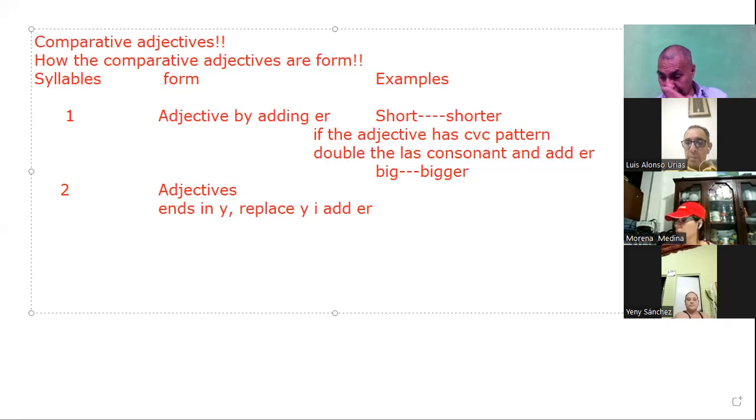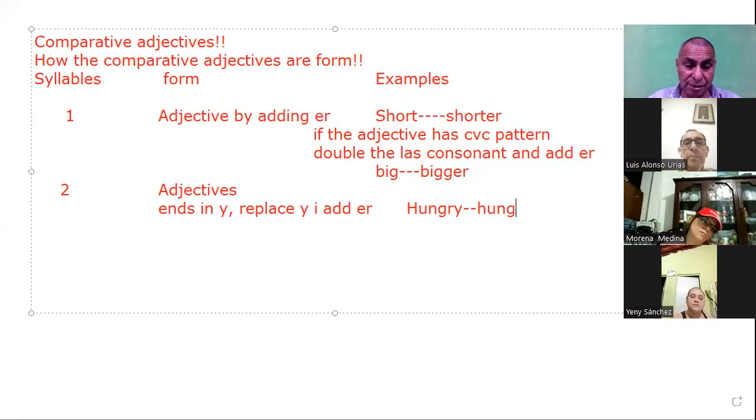So in this case, if I have the word hungry, now pay attention that this one is not telling you if this one has one syllable, two syllables or more. Okay, so if this one ends in a Y, what do I do? It says replace the Y for the I and add ER. Yes, so it becomes hungrier. Hungrier.